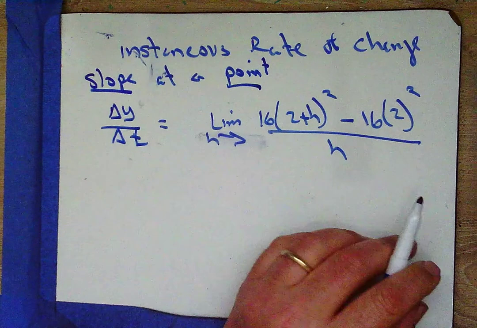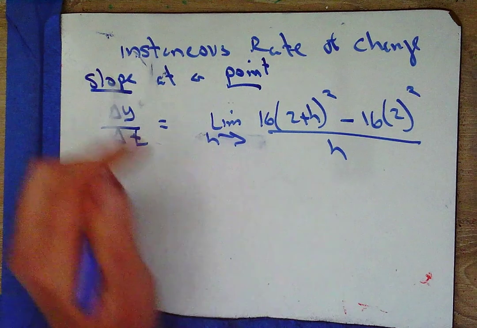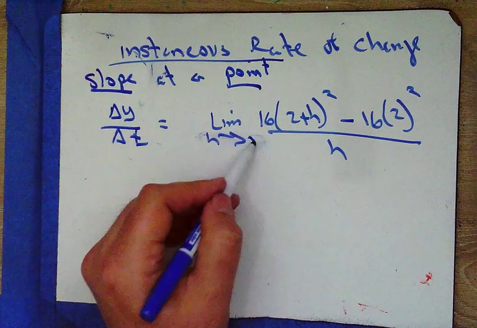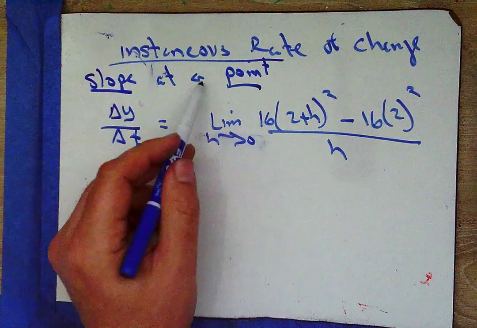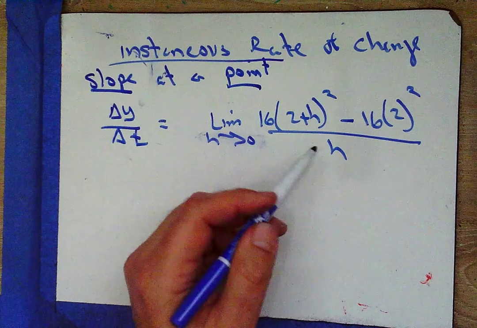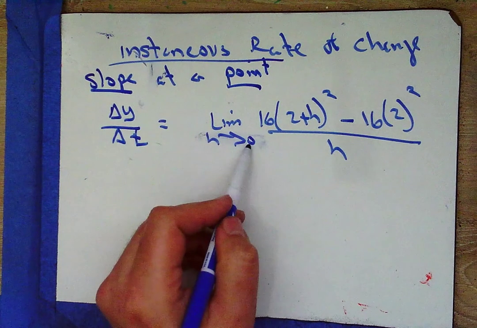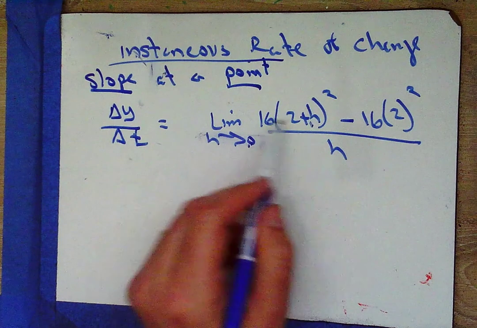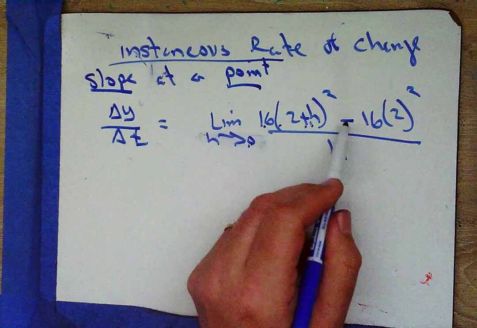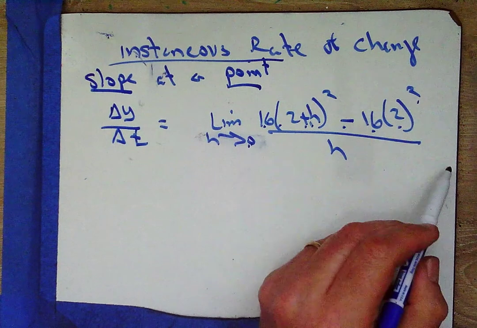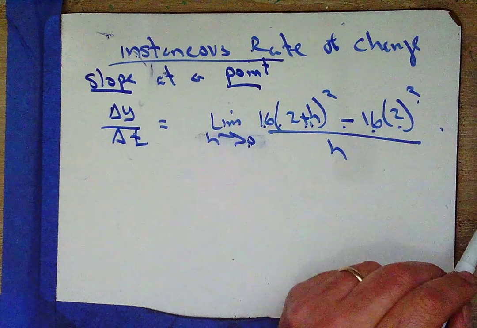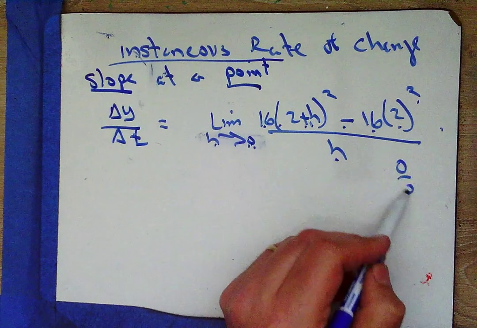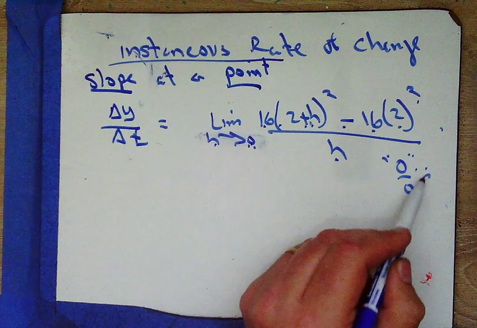So what is this? This is how I'm supposed to figure out the instantaneous rate of change. This is how I'm going to figure out the slope at a point. Well, it doesn't make a lot of sense to me yet. Can I do direct substitution? If I plug that 0 in there, I'm going to have 16 times 2 squared minus 16 times 2 squared. That's going to give me a 0 on top. H approaches 0, I have a 0 on the bottom. I've got 0 over 0 and sad face.